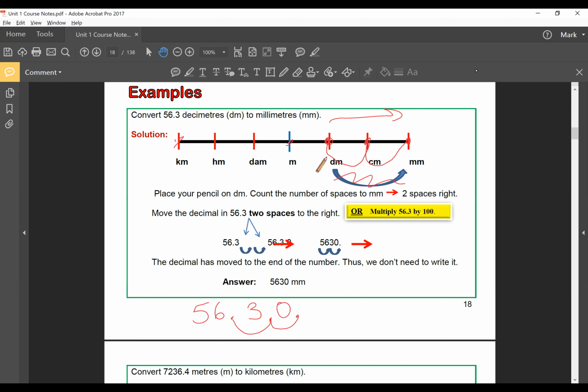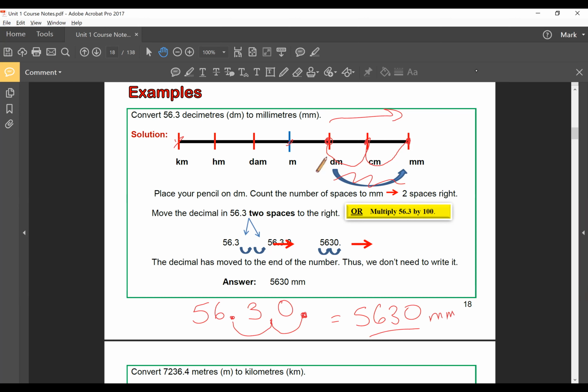Anytime you run out of space, add a 0. This means if you're going left or right, it doesn't matter. If there's an empty space, 0. So here's my decimal, 1, 2. If there's an empty space, 0. And now my new decimal goes at the end. So I can write that as 5630. I don't need to put the decimal there. A student the other day asked if they needed to put a decimal. No, not for this example.